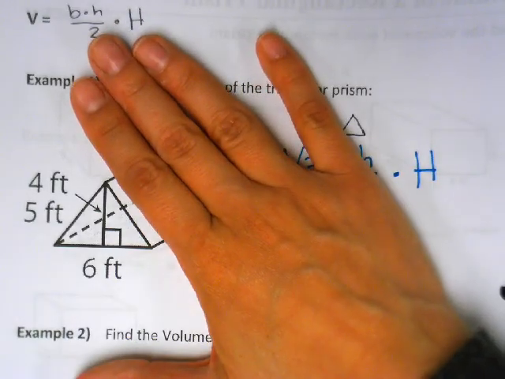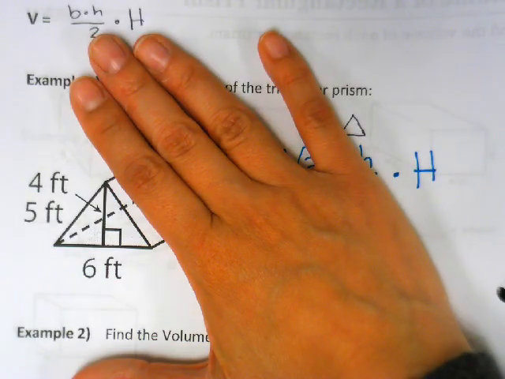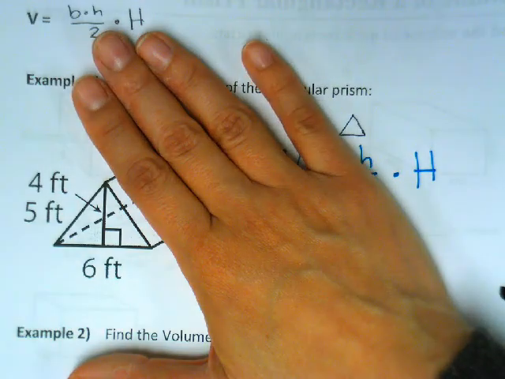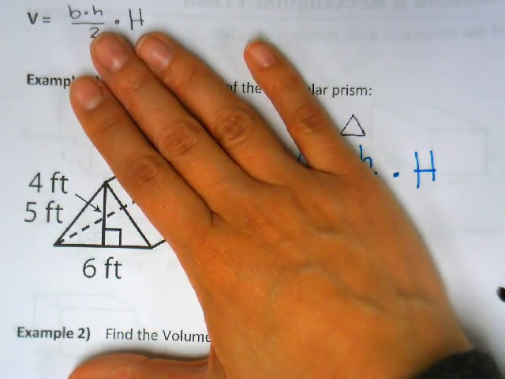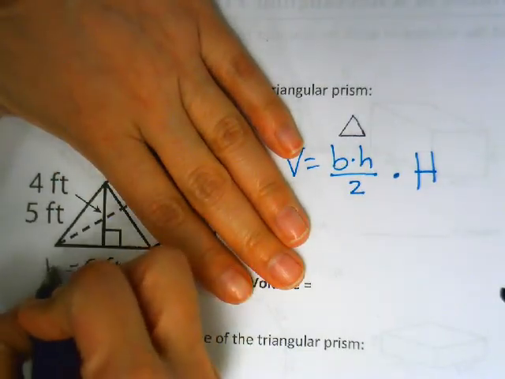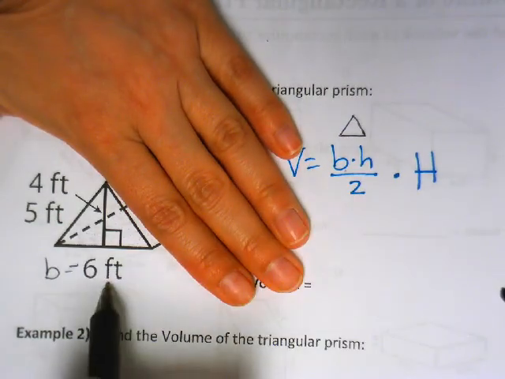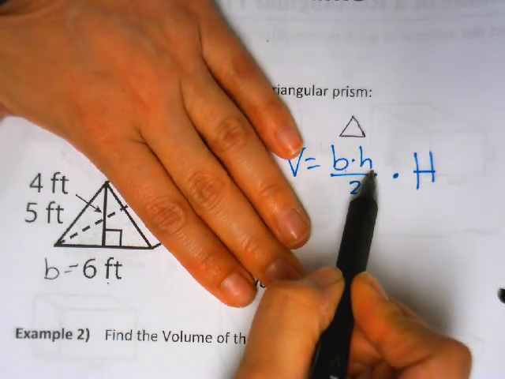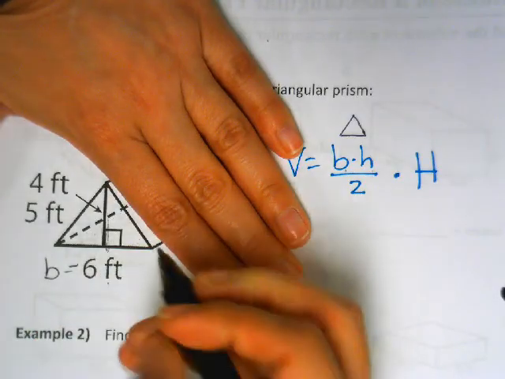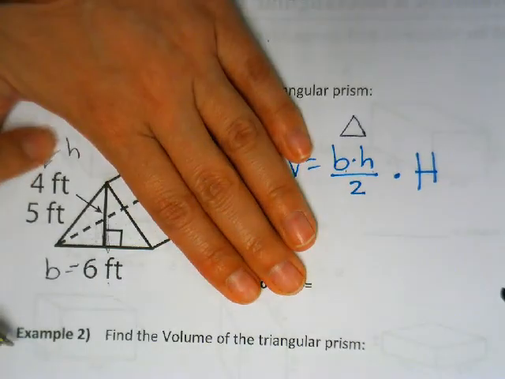What's the base of my triangle? What's the base? 3. Where's 3? There's 3 sides. What number represents the base? The 6. You have to make sure I ask the question correctly. That's my base. This B, the base. What's the height of my triangle part? 4. So that would be my little h, my little height.